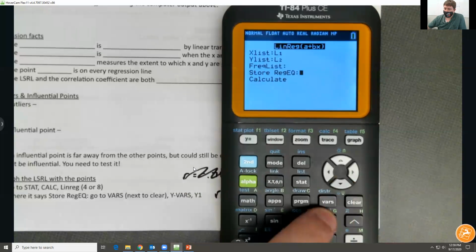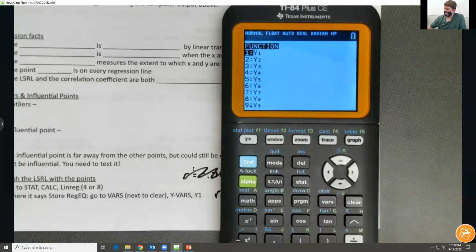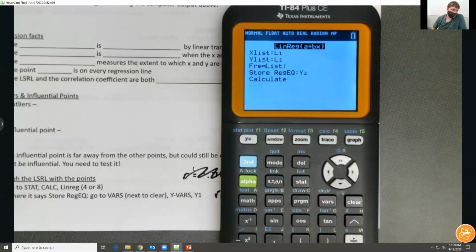So when we hit our vars button this time, and we go over to Y vars, and we hit our function, we're not going to hit enter on number 1. We're actually going to go down 1 because we don't want to overwrite our previous equation. We want to still leave it in there just for comparison purposes. So hit enter on Y2, and that's what it should look like this time.